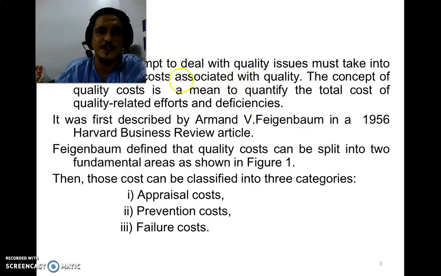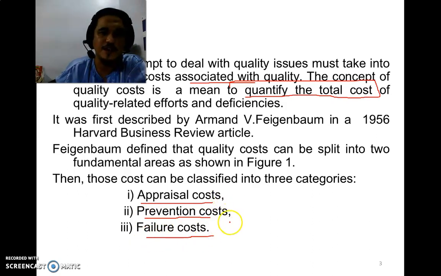Any serious exam due to a quality issue must take into account the costs associated with quality. So the concept of quality cost means to quantify the total cost, quality related effort and efficiency. In overall, quality cost can be categorized into three categories, which are appraisal cost, prevention costs, and failure costs. Appraisal cost relates with the cost breakdown, prevention costs relate with the testing, inspection, and failure costs we can divide into two categories, internal and external costs.